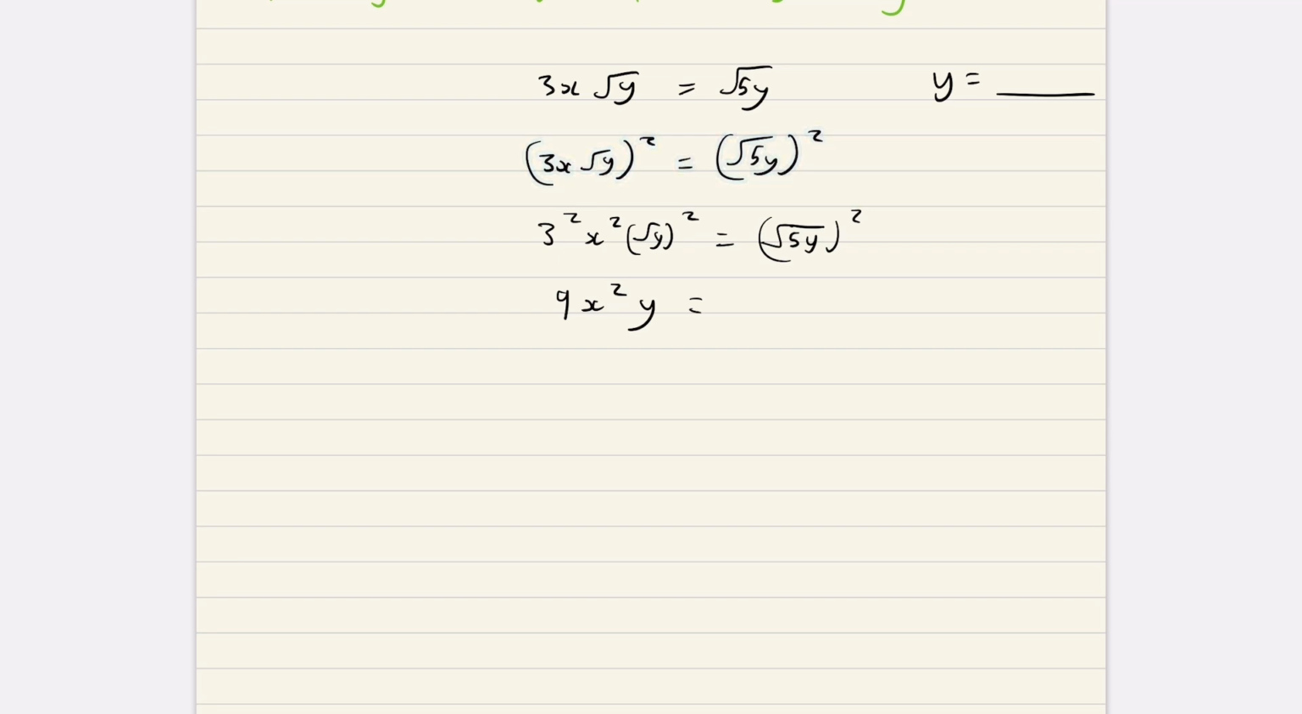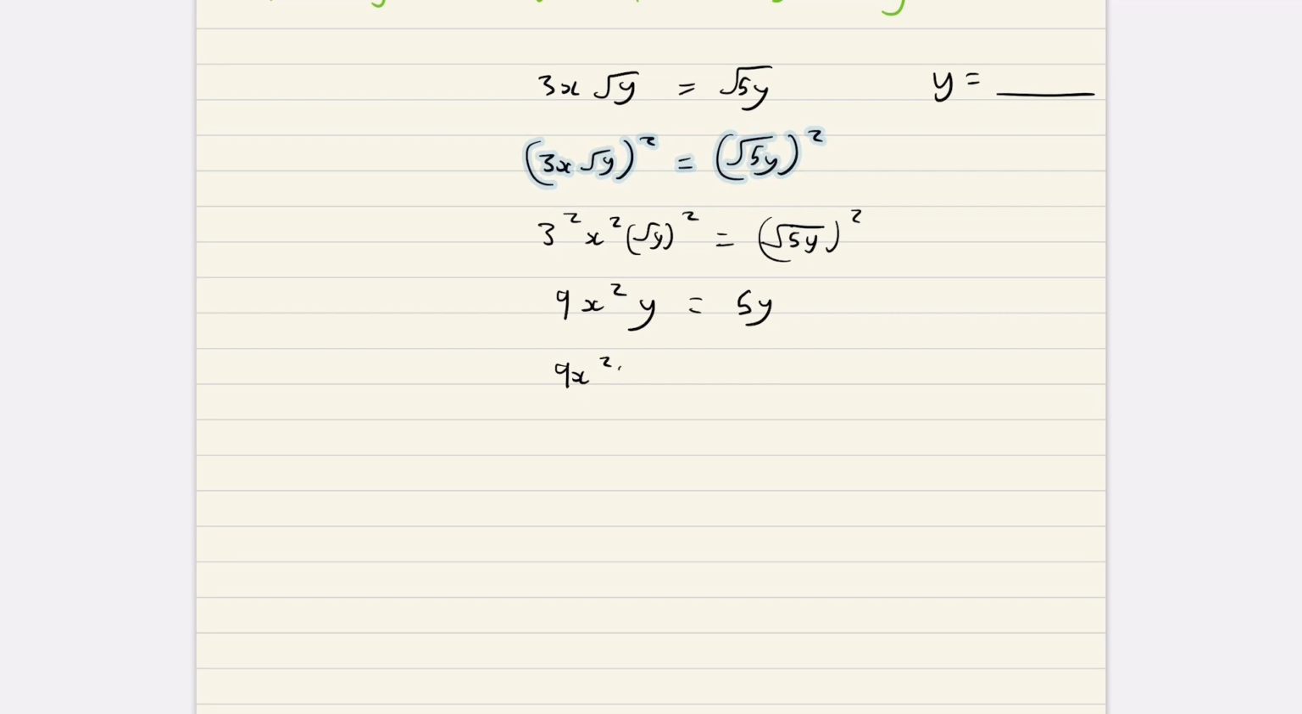And on the right side, similar thing will happen. The square root sign will cancel out with the square, so you'll simply be left with 5y. Okay, then since we've got y's on both sides of the equation, what we should do is bring all the y's to one side of the equation.